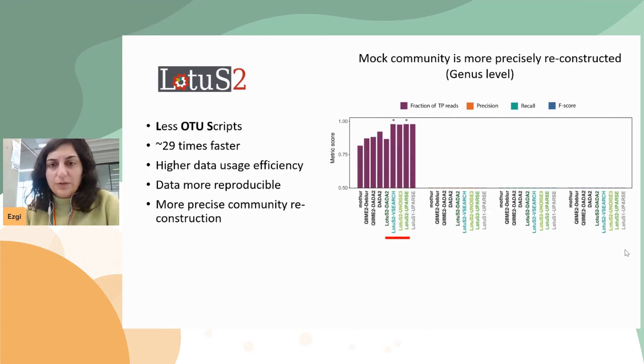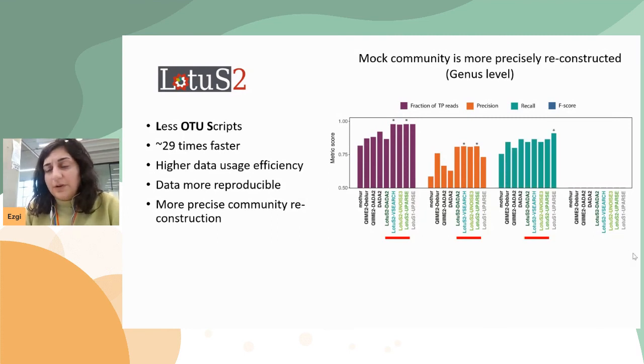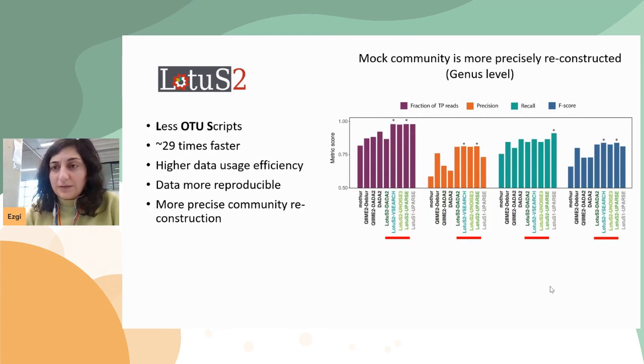LotuS2, especially using the research and UPARSE clustering options, resulted in the highest precision, the highest fraction of reads that are assigned to a true positive taxa. And for precision, LotuS2 still had the highest score. For recall, a previous version of LotuS2, LotuS1, had the highest recall score. However, its precision was really low. F-score is a summary score based on precision and recall, and LotuS2 had the highest F-score. So it was the most precise pipeline to reconstruct the mock community.